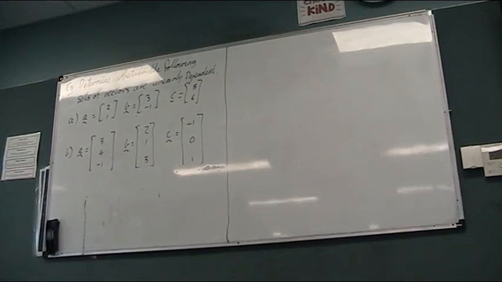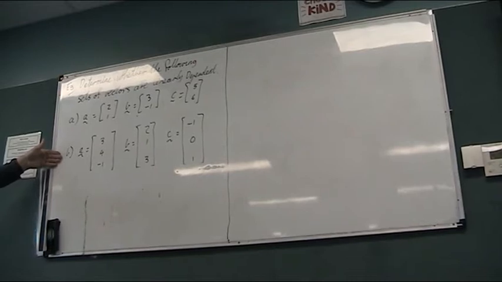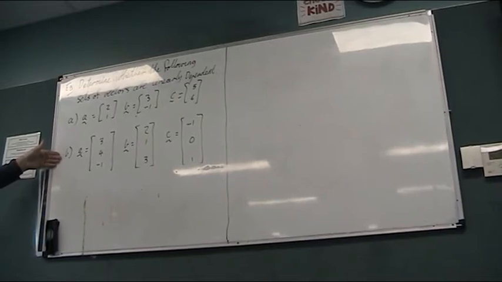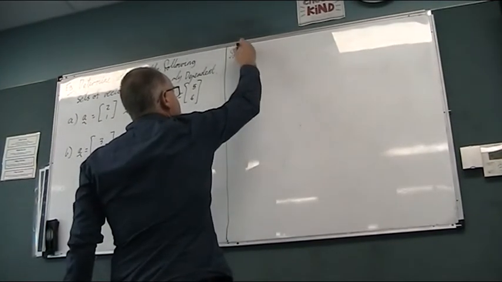Right, so here's a couple of examples. In the first example, part A, we've got two-dimensional vectors, and in part B, we've got three-dimensional ones. All right, so let's have a look at those solutions.